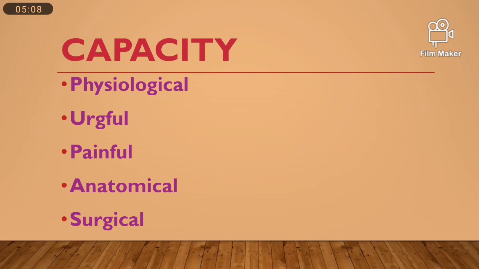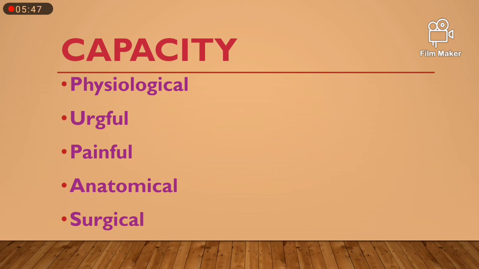Capacity: there may be physiological capacity, urgeful capacity, painful capacity, anatomical or surgical capacity. Physiological capacity is around 250 to 280 ml when there is no urging. After 280 ml, there will be full capacity. There will be urging for micturition because of stretching of the trigone or base. 280 ml to 500 ml is around urgeful capacity.